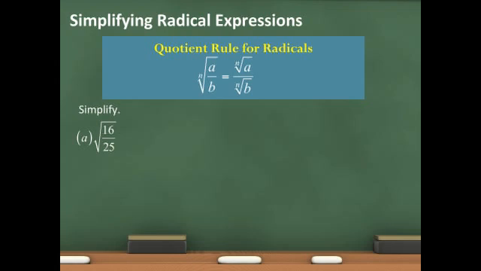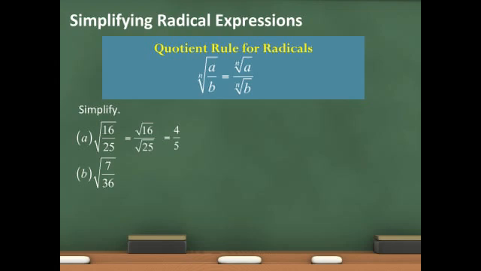In part A, we have the square root of 16 over 25. Using the quotient rule for radicals, we can rewrite this problem as the square root of 16 divided by the square root of 25. Notice we can simplify both radicals. 16 is a perfect square because it can be written as 4 times 4. So the square root of 16 is 4. 25 is also a perfect square because it can be written as 5 times 5. So the square root of 25 is 5. Therefore, our final answer is 4 over 5.